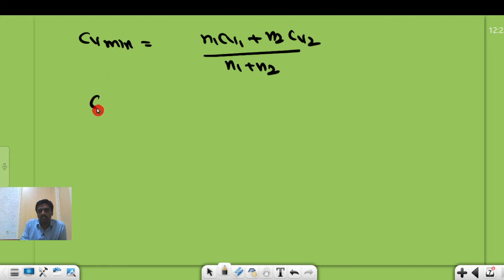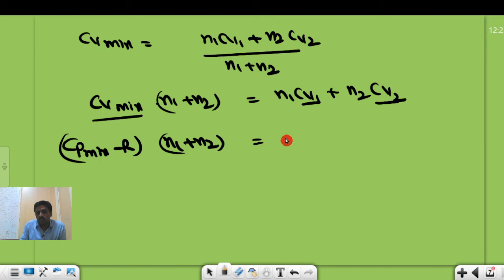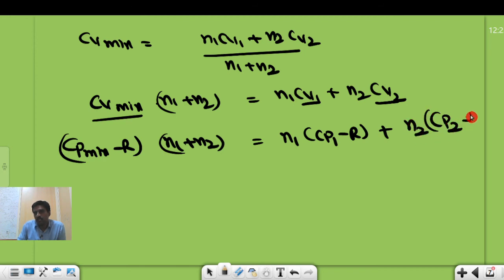I am rearranging this equation. Cv mix into (n1 plus n2) is equal to n1 Cv1 plus n2 Cv2. This is the formula we are having. I am substituting the values of Cv mix, Cv1 and Cv2 in terms of Cp values. Then (Cp mix minus capital R) into (n1 plus n2) is equal to n1 (Cp1 minus capital R) plus n2 (Cp2 minus capital R).